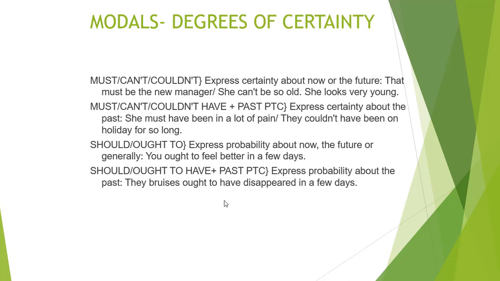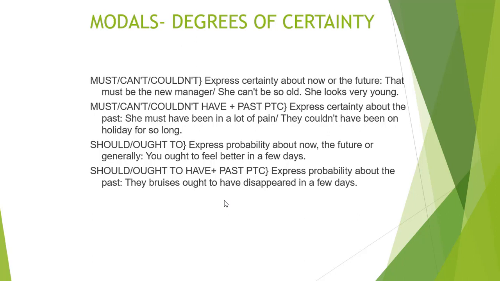Okay, degrees of certainty: must, can't or couldn't express certainty about now or the future. That must be the new manager. She can't be so old. She looks very young. That is the example. Must, can't, or couldn't have plus past participle expresses certainty about the past. He must have been in a lot of pain. He couldn't have been on holiday for so long.